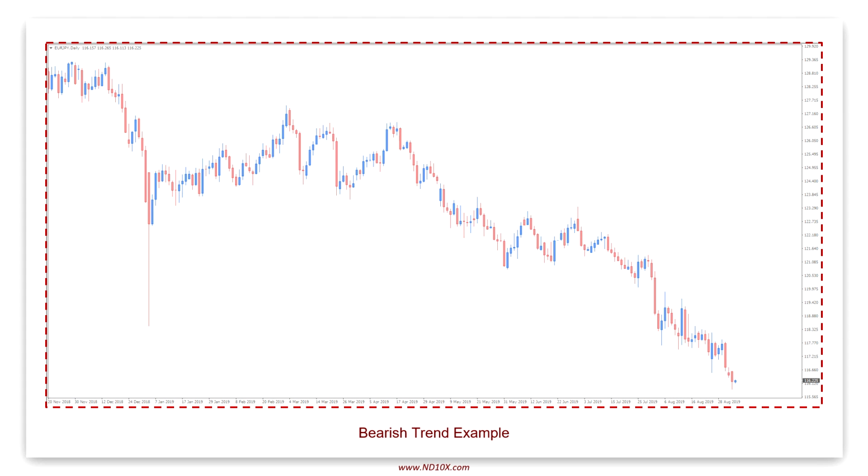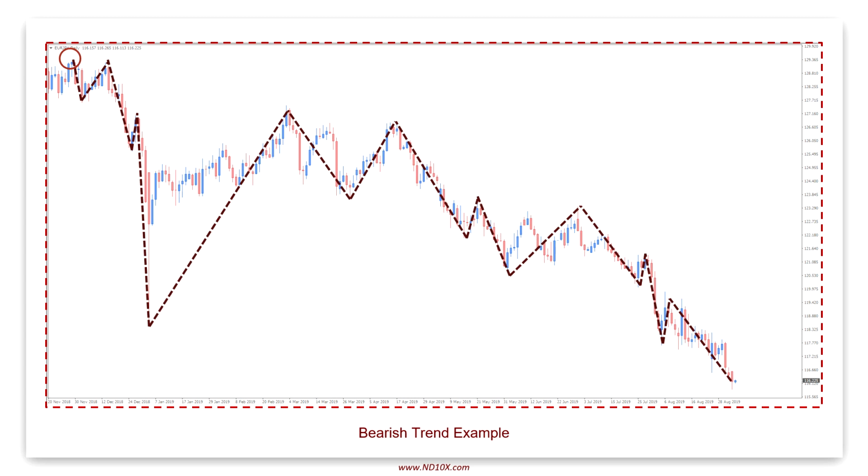Okay, now if we look at this Euro-Yen chart, what we can see is price is moving downwards, but we want to always start from some significant turning point, or at least some high point in this case. So if we use the high as our starting point and just try to connect the swing points in the market, we can see more lower lows and lower highs being made. So it's clear that this is a bearish trend.